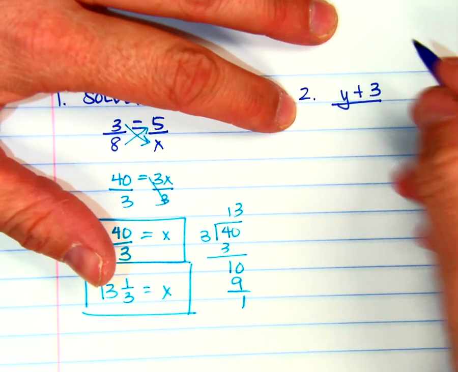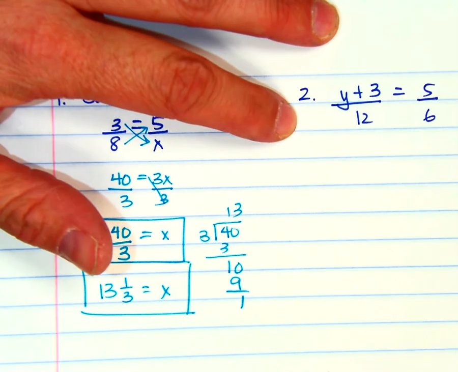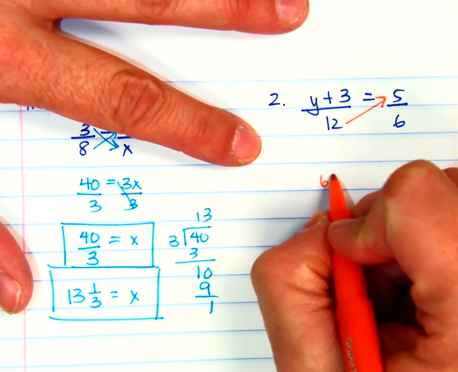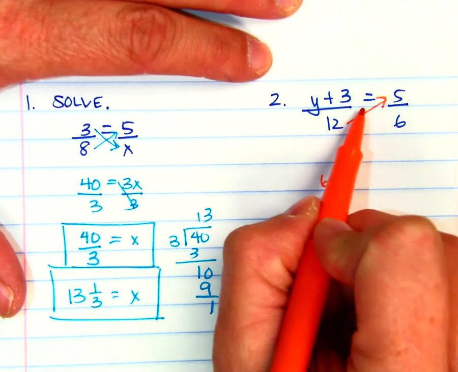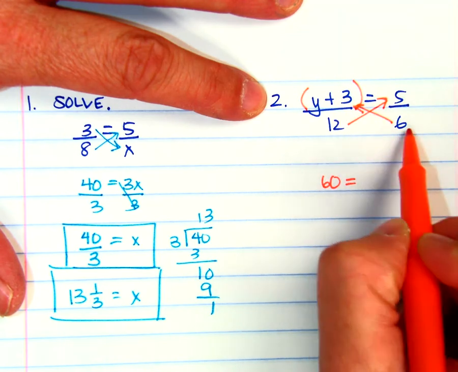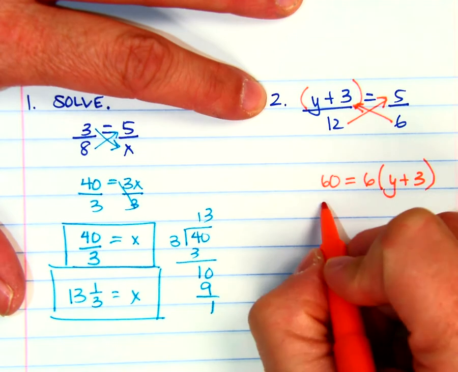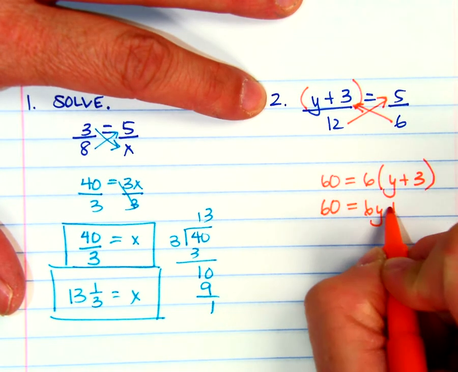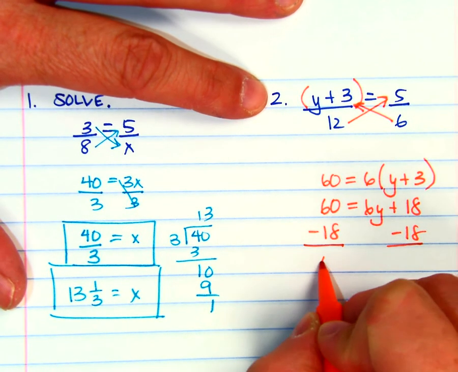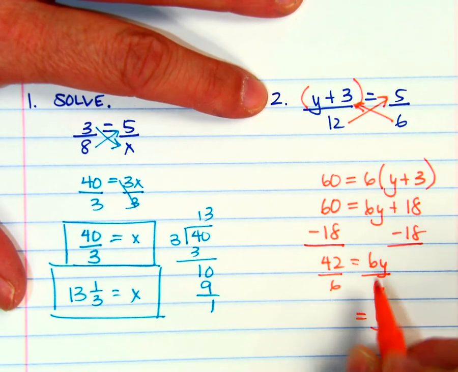So y plus 3 over 12 equals 5 over 6. You're still doing the cross products. 12 times 5 gives you 60 equals, if you do the cross products this way, it's all of this times that. So we would recognize that as the distributive property. 60 equals 6y plus 18. Subtract 18 on both sides and get 42 equals 6y. Divide both sides by 6, so y would equal 7.